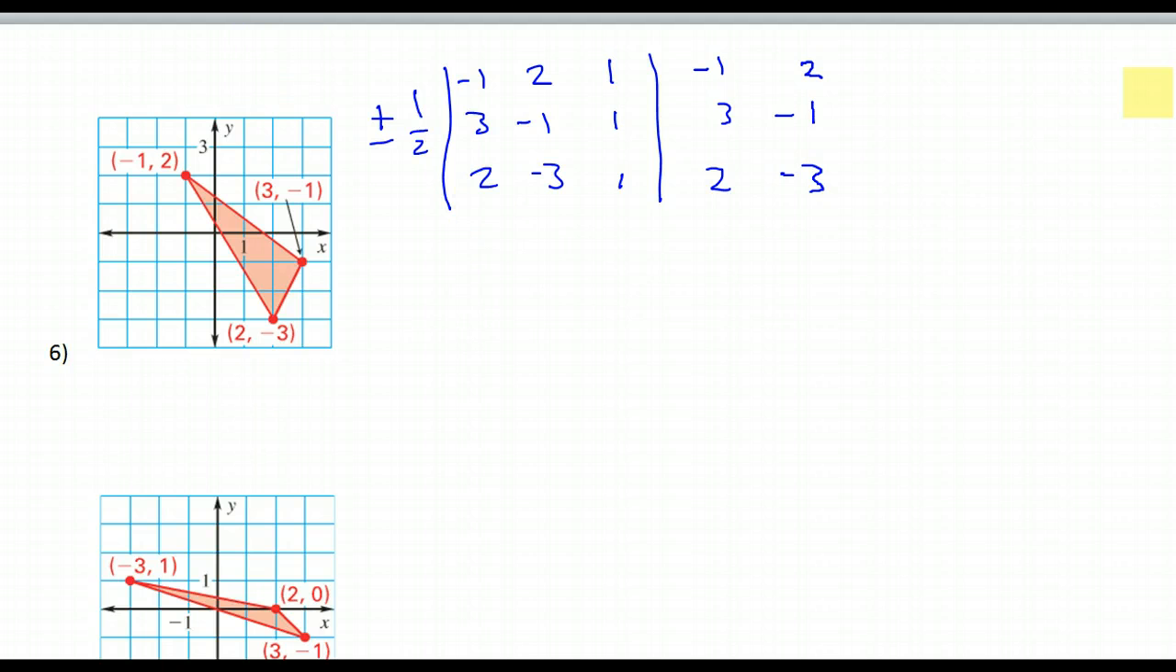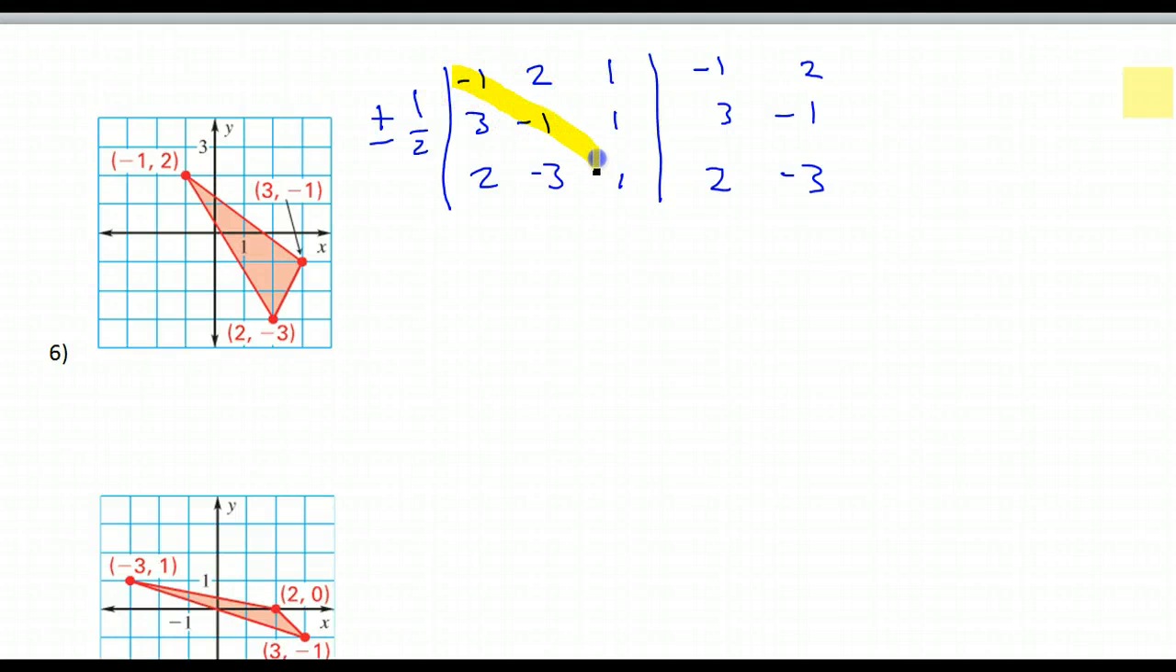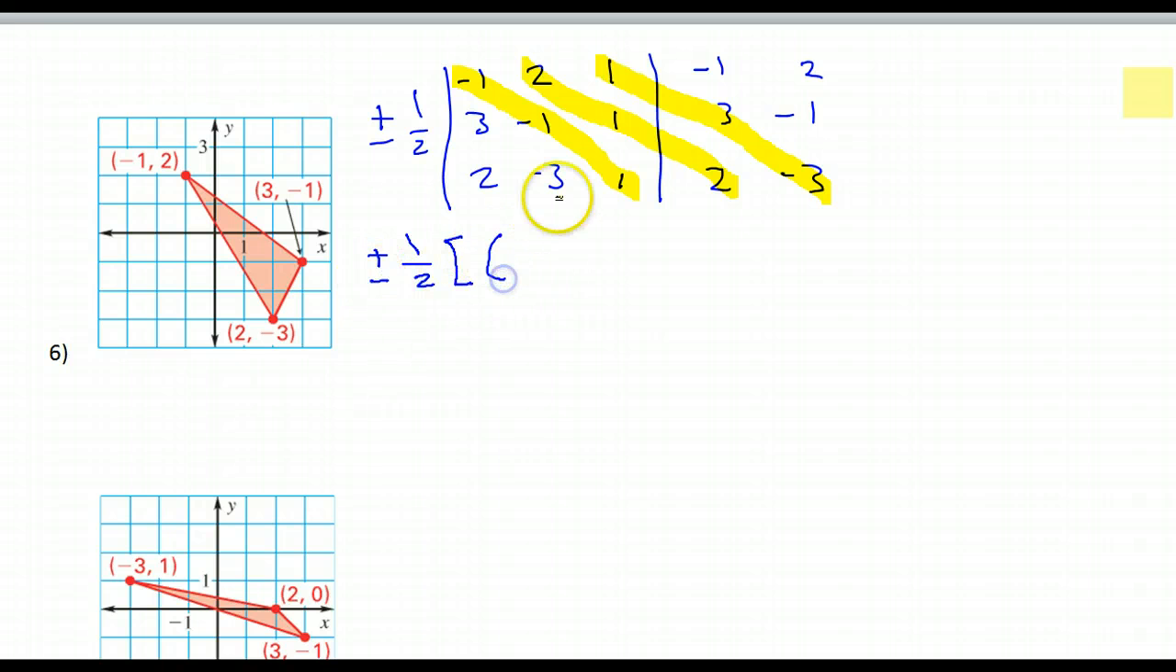So now I'm going to do my down diagonals minus up diagonals. So here are my down diagonals. Here, here, and here. Okay, so my down diagonals, that's going to be +1 plus 4 minus 9, negative 9. Alright, so that's my down diagonals. Now I need minus, and then I need my up diagonals.